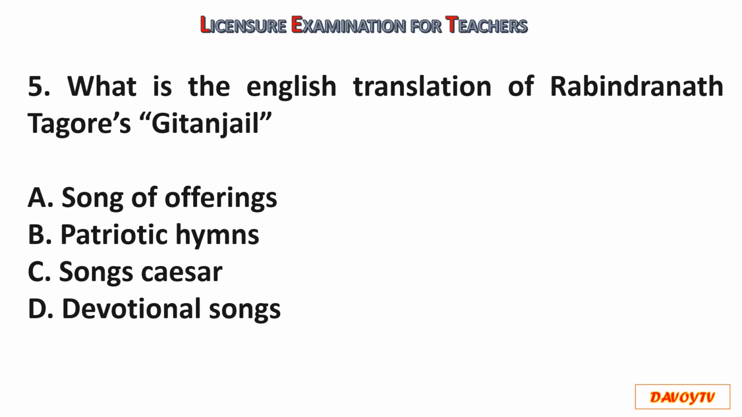Question number 5. What is the English translation of Rabindranath Tagore's Gitanjali? A. Song of Offerings. B. Patriotic Hymns. C. Song Caesar. D. Devotional Songs. The correct answer is letter A. Song of Offerings. The title Gitanjali translates to Song Offerings, where Gita means song and Anjali means offering. Tagore's collection of poems reflects deep spiritual themes and a personal connection to the divine, emphasizing the idea of offering one's songs or expressions of devotion.